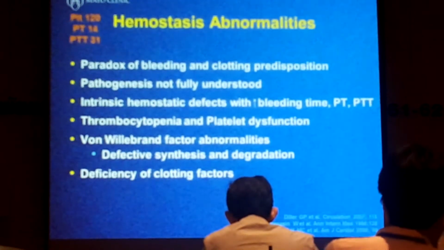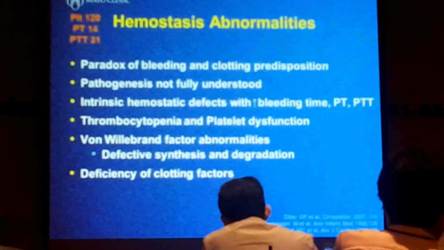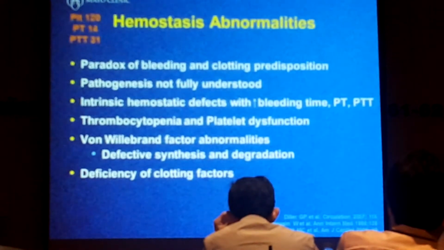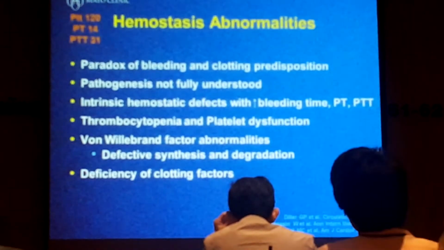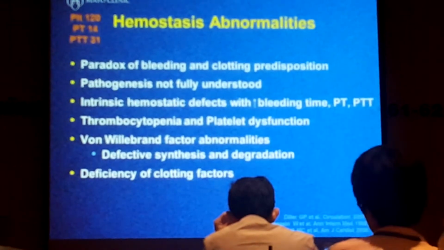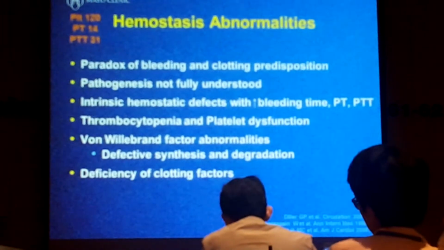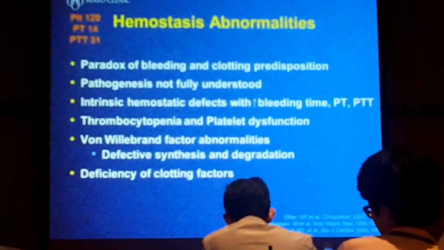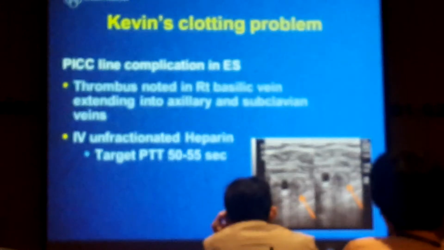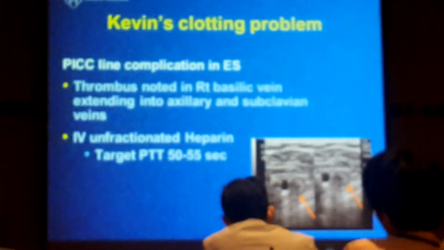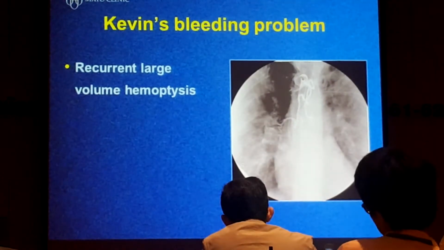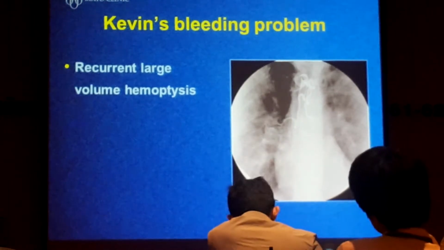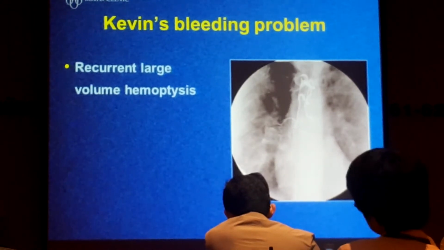Because of the problem with bleeding in these patients, the clotting factors are reduced: factors 2, 7, 9, and 10. The von Willebrand factor is abnormal, the platelets are reduced to 120,000 with the normal being more than 140, and they have abnormal platelet function as well. So all of these predispose to bleeding. So they not only clot, but they bleed. And okay, we gave him heparin. What happens? He had massive hemoptysis. This all happened over a 6-week period in the hospital in January of 2008.